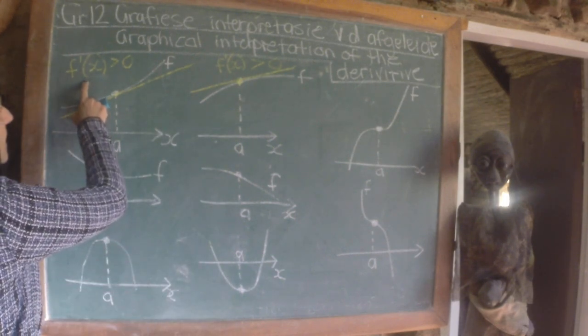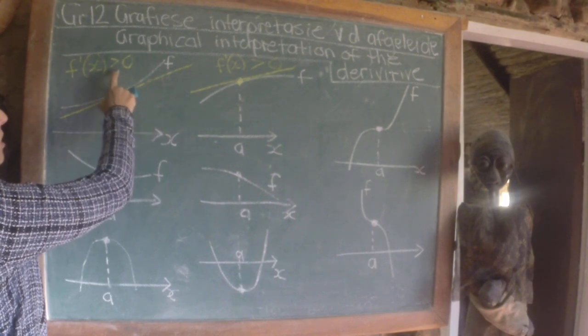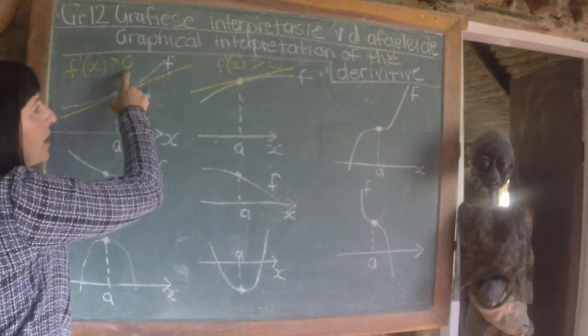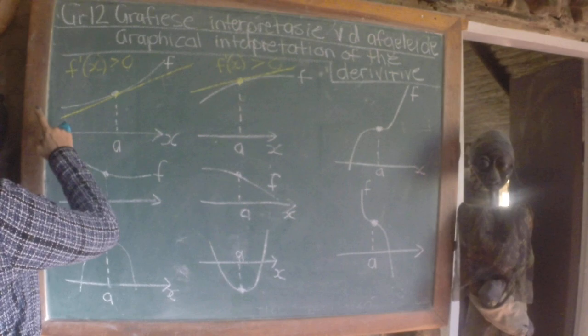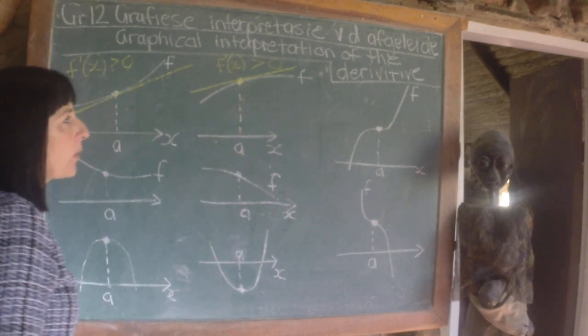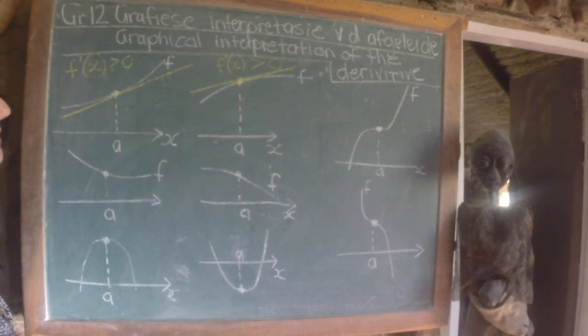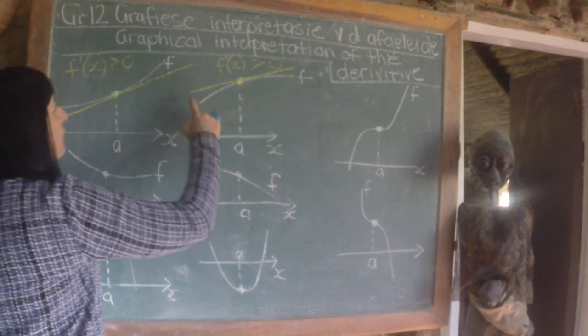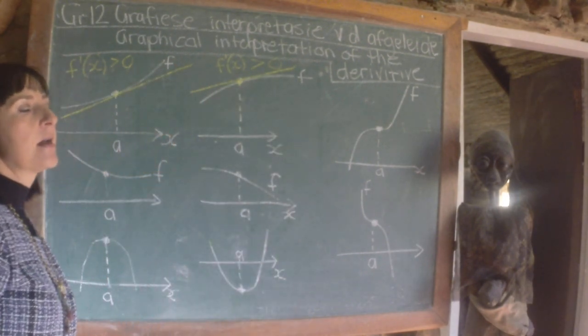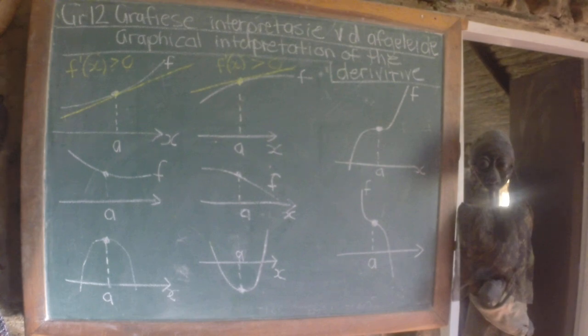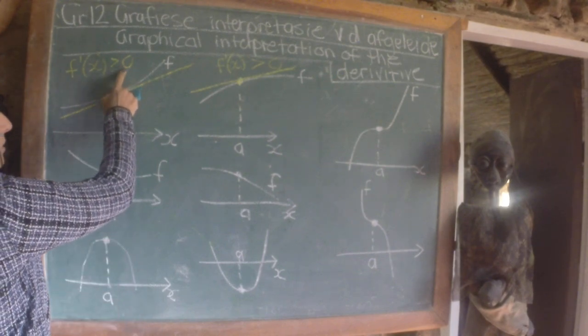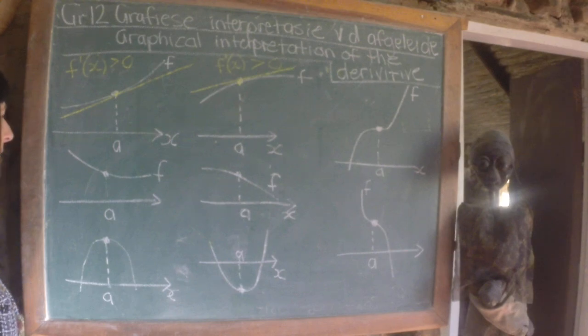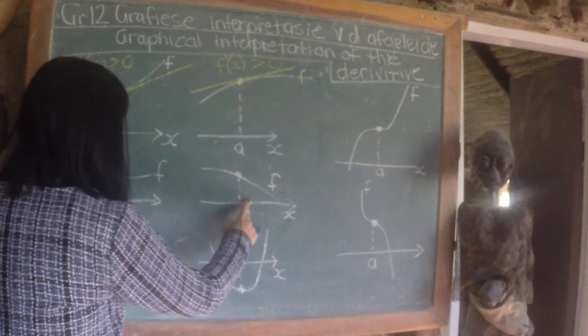Wanneer ons afgeleide van 'n funksie groter is as 0, beteken dit die funksie styg. When the derivative is greater than 0, then we know that the original function is ascending. So dis wat die afgeleide vir my kan sê. So ek kan kyk na die afgeleide, as sy waarde positief is dit die geval. Kom ons gaan kyk na hierdie twee voorbeelde.